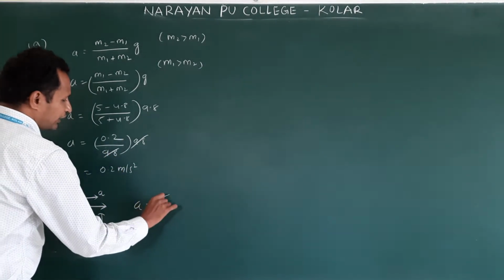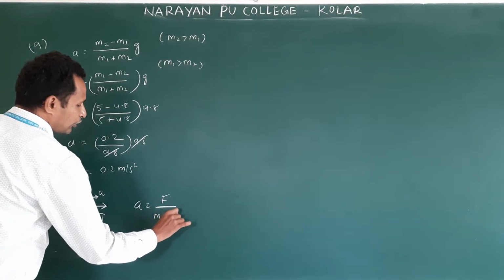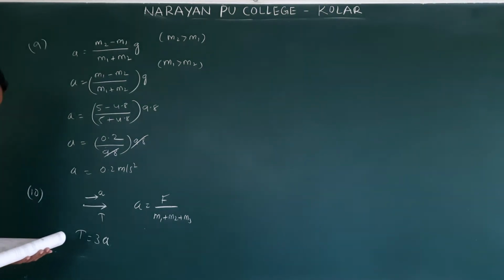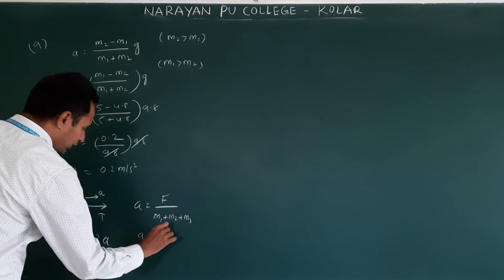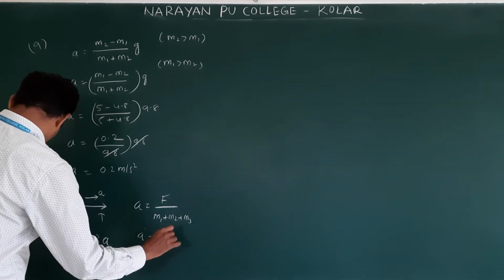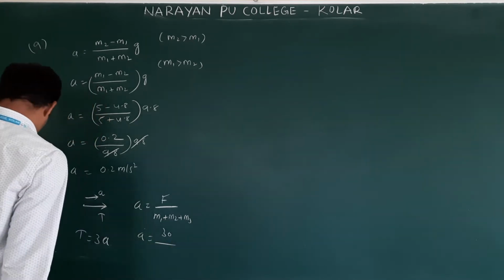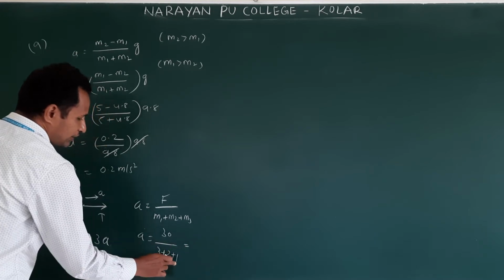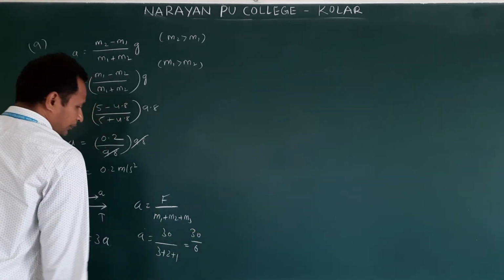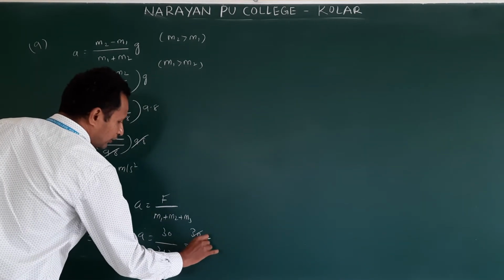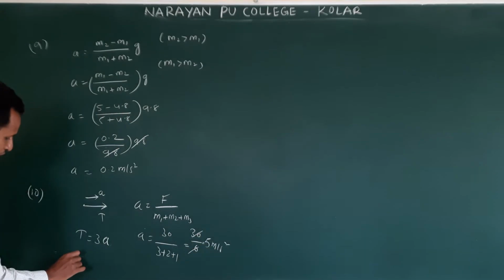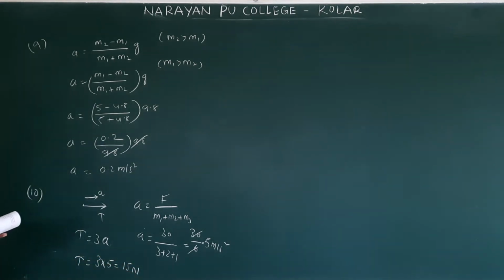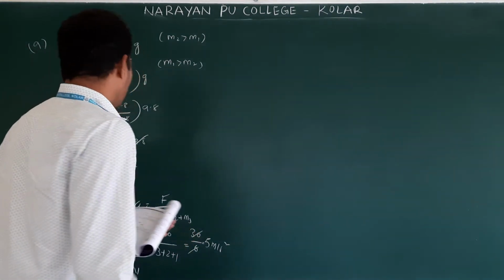For connected bodies, A is equal to F by M1 plus M2 plus M3. So now F is already given as 30 newtons, by M1 plus M2 plus M3, 3 plus 2 plus 1. This is 6, 30 by 6. Cancel, it is 5 meter per second square. That value, substitute here. T is equal to 3 into 5, 15 newtons. Next, 11th one.